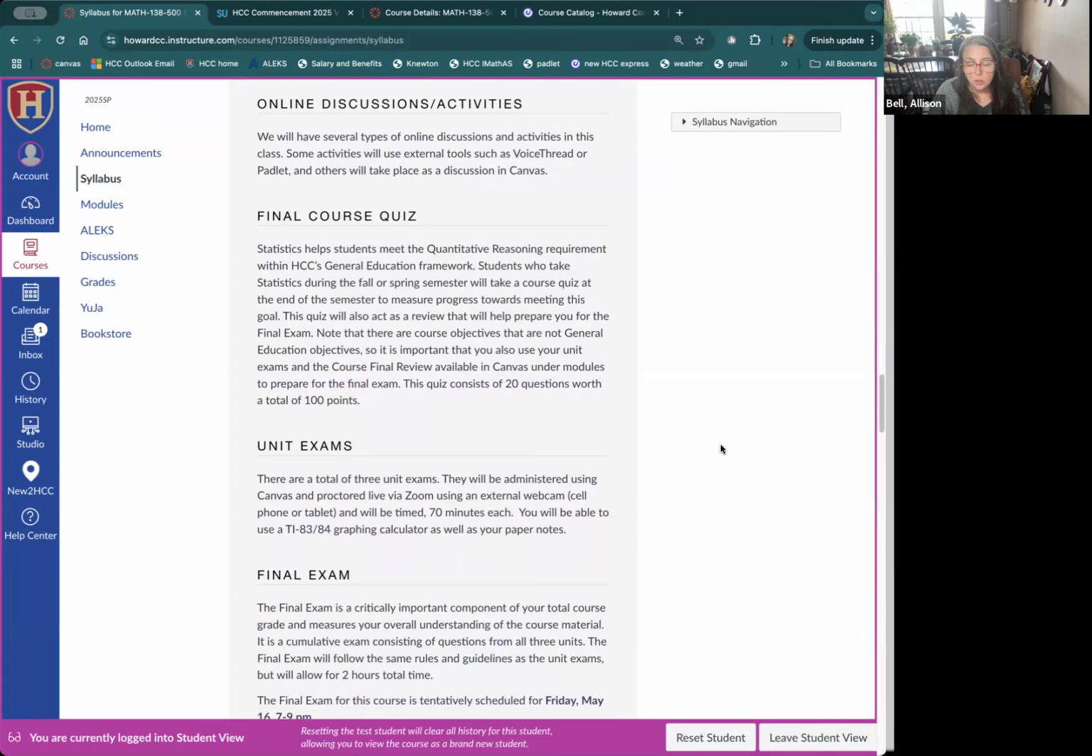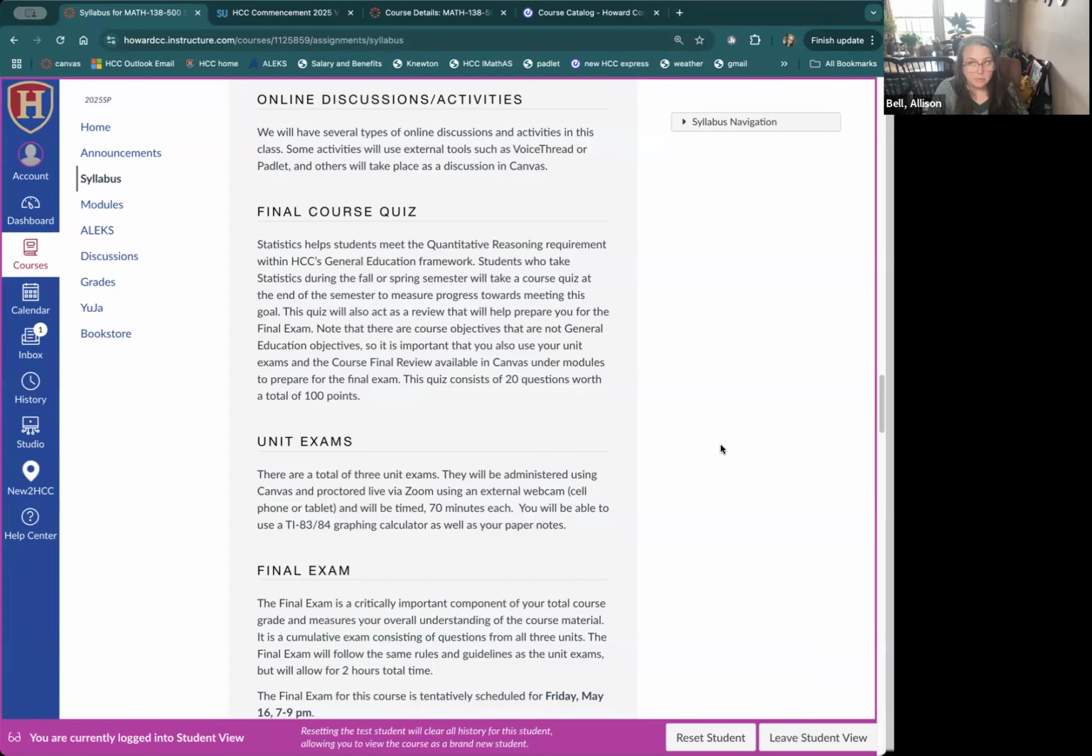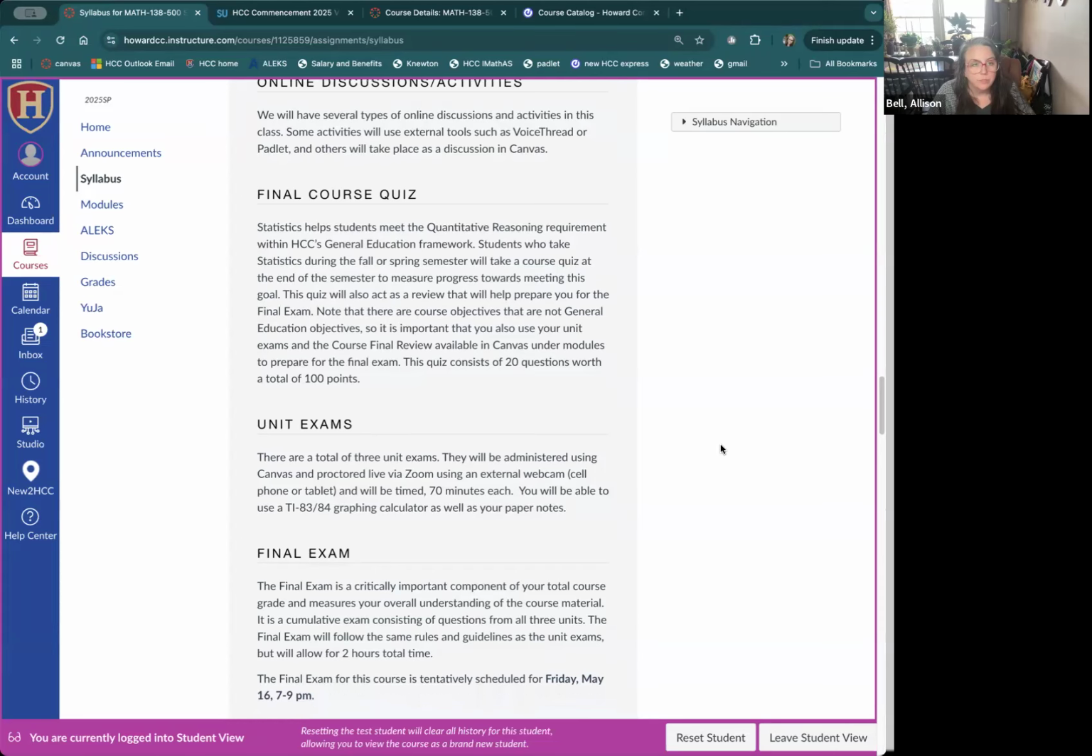Online discussions and activities. There will be several online activities that you will be participating in groups through Canvas. So make sure you're looking out for those and participating a few days ahead of time so that you can coordinate with your group and kind of piggyback on each other's information.